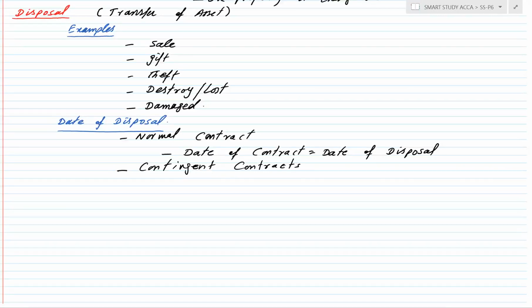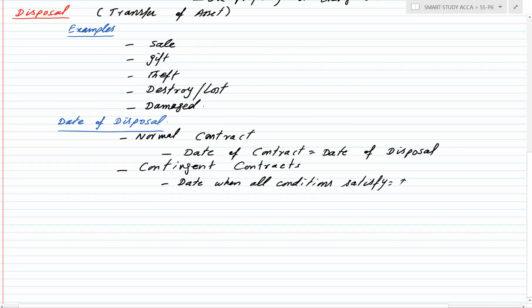Otherwise, this contract has no worth. This contract has no value. So we will wait for the year end. If the profit for the current year is more than 2 million, then this contract will become legally binding and I'm going to sell this building. So in case of contingent contracts, the date when all the conditions are satisfied will be the date of disposal.